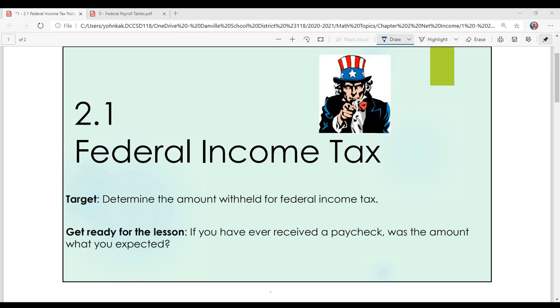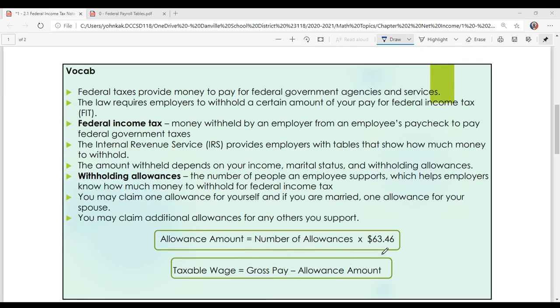So if you've ever received a paycheck, was the amount what you expected? The unfortunate thing is, whenever you get a paycheck, you don't get to keep all that money. The federal government gets some, the state government gets some, Social Security, Medicare, all sorts of different people get some of the money that you earned. This chapter is all about learning about all the deductions that are going to come out of your paycheck based on all sorts of different requirements. So federal income tax is today.